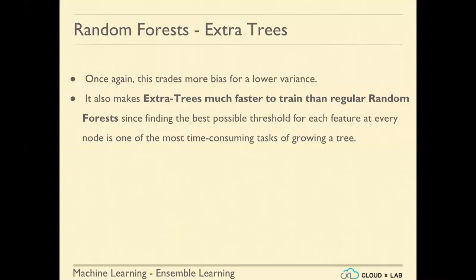So when we are growing a tree or splitting a node, the computation of the Gini index takes a lot of time, and finding the best possible threshold for each feature at every node is something that takes more time, right? So basically, instead of iterating over every split, one way is that we pick a feature.